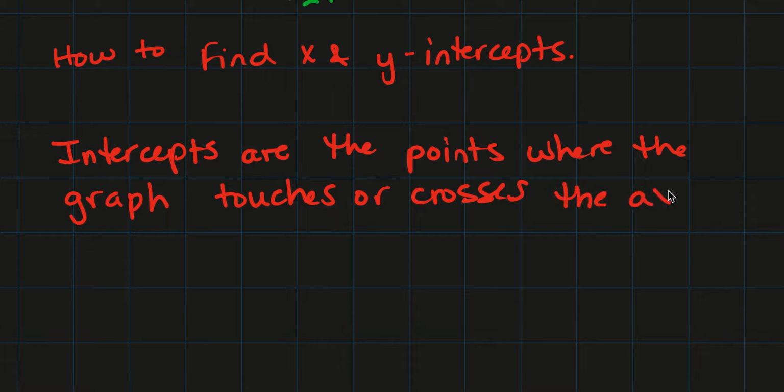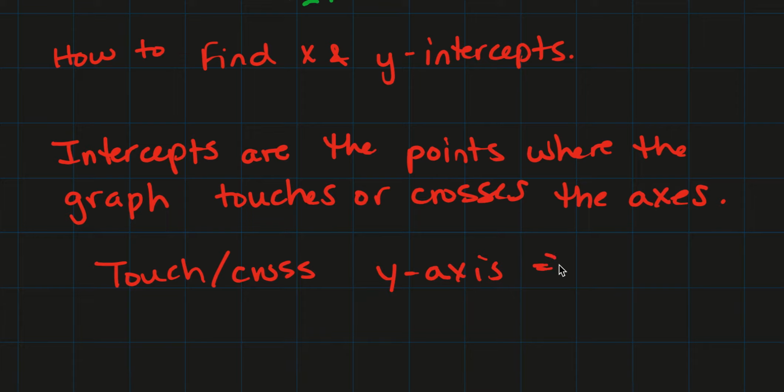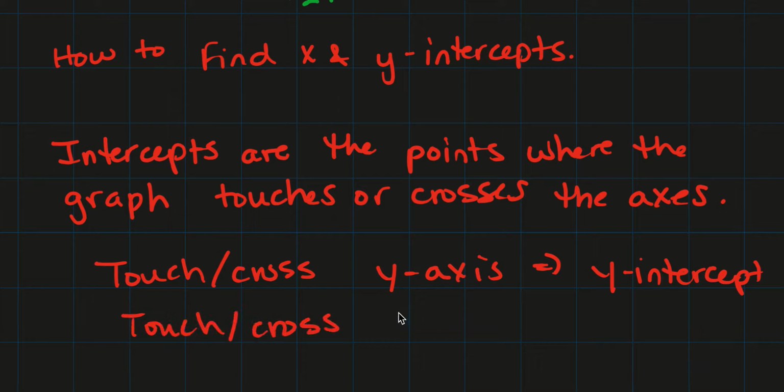the axes. Remember, we have an x-axis and a y-axis. So if we touch or cross the x-axis, we're going to call it an x-intercept. And if we touch or cross the y-axis, this is called a y-intercept. So touch or cross the x-axis, we have an x-intercept.